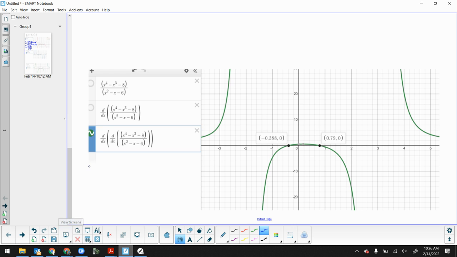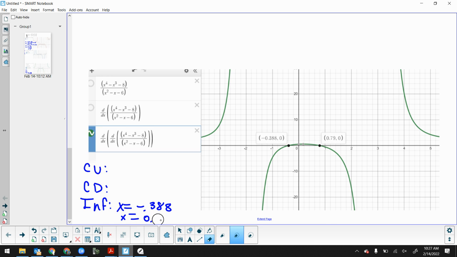Okay, concave up, concave down, and inflection points. Well, I only have two inflection points, right? I only have two inflection points at x equals negative 0.388 and x equals 0.799. Yikes. 0.79. Okay, concave up versus concave down.